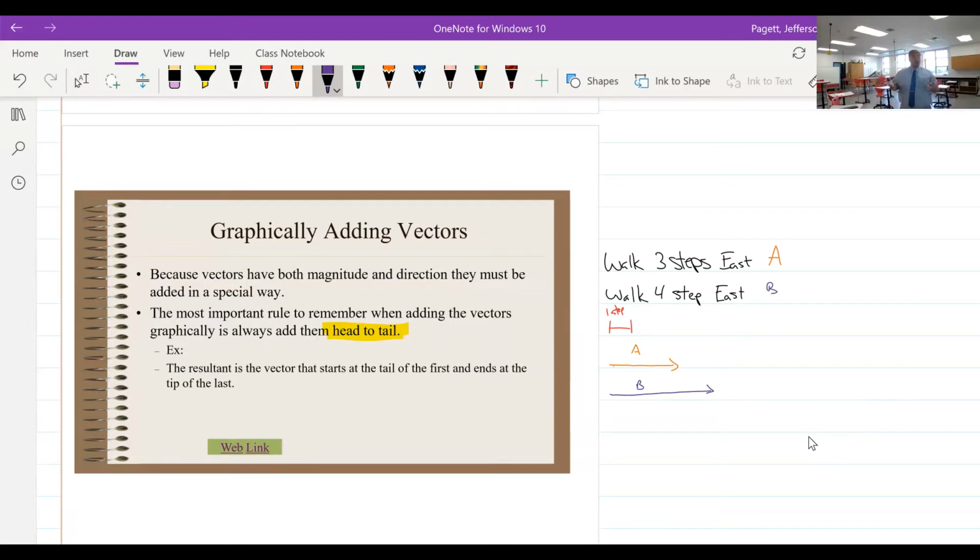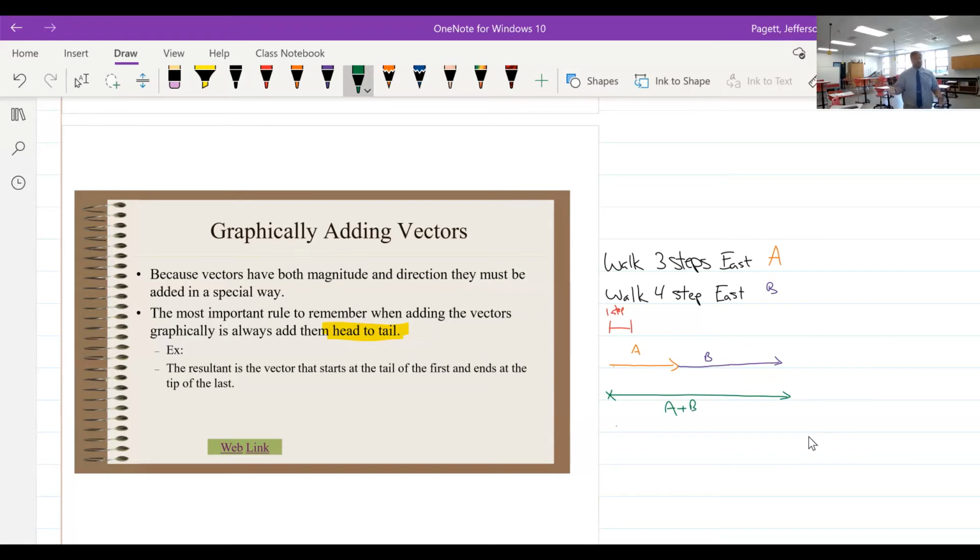And if I were to add these together, what I would do is take B. Now this is going to look crazy, but see if you can follow along. I'm going to pick B up, move it, and attach it to the head of A. And now I have a full vector. Let me go back to purple. There we go. If I start from the beginning, where I started, this right here represents A plus B.